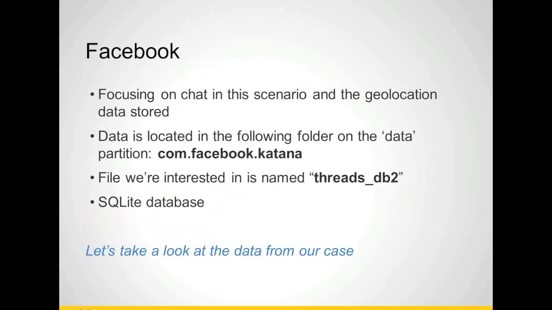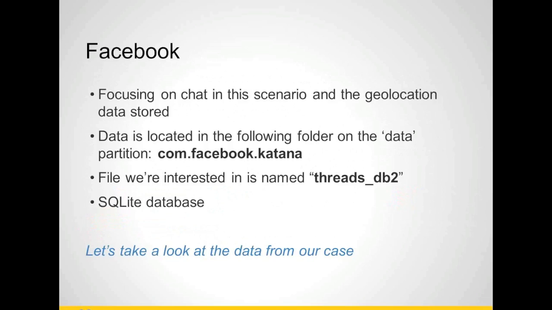If your suspect or victim is using Facebook on their Android phone, you're going to find data in the com.facebook.katana folder on the data partition. And there's also another app just for Facebook messaging, and if they were using that, you'd see com.facebook.orca. These are just kind of code words or project names that Facebook uses for their different apps.